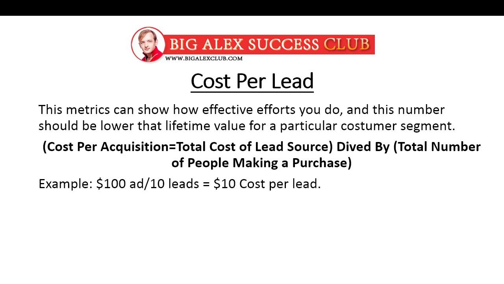Cost per acquisition equals total cost of lead source divided by total number of people making a purchase. Example: $100 for an ad divided by 10 leads. You got 10 leads, so it equals $10 cost per lead.